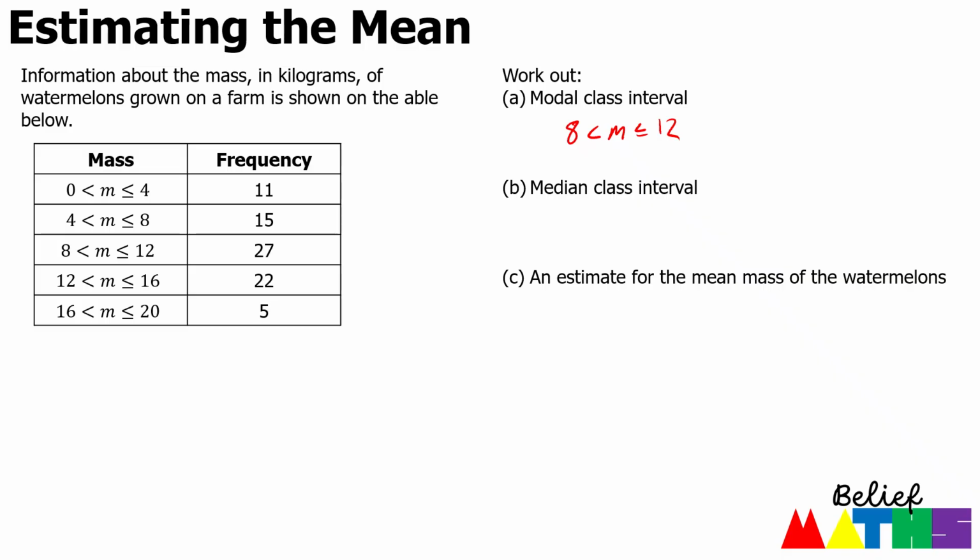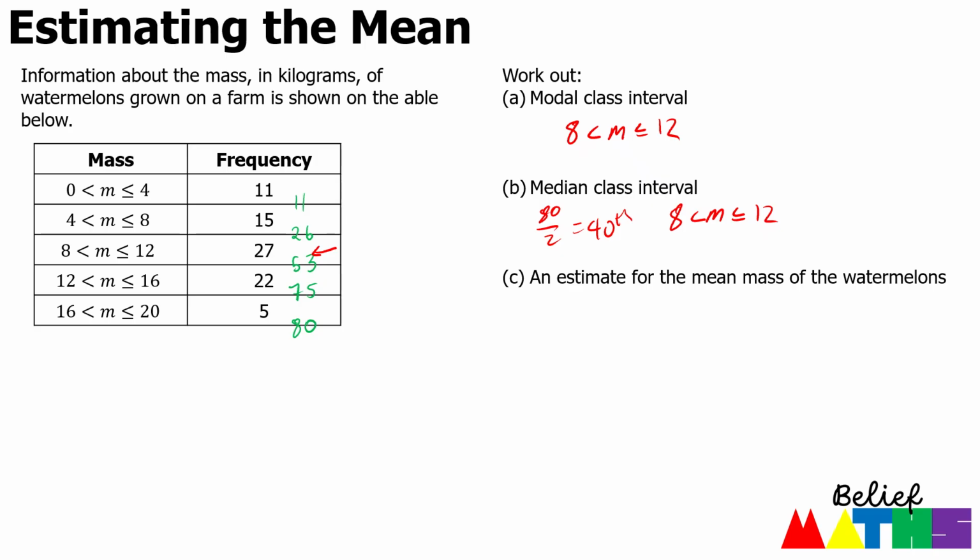Median is done in exactly the same way. We'll do our cumulative frequency or our running total. That's 11, 26, and that again, that's 40, that's 53, 75, and 80. Okay, so again, our median is half of 80. So we've got 80 divided by 2, which is the 40th person. And we can see the 40th person lies in here, which is again the exact same interval as the mode.